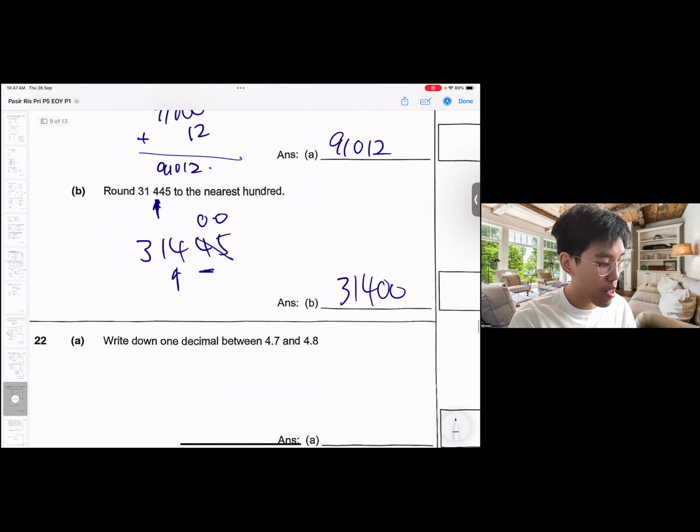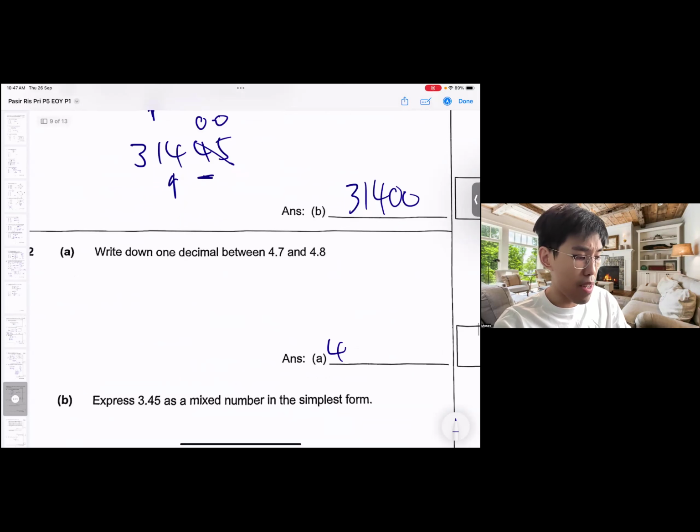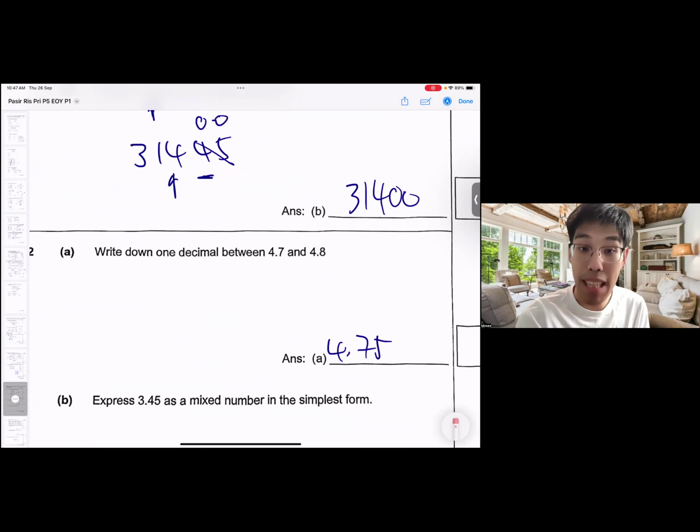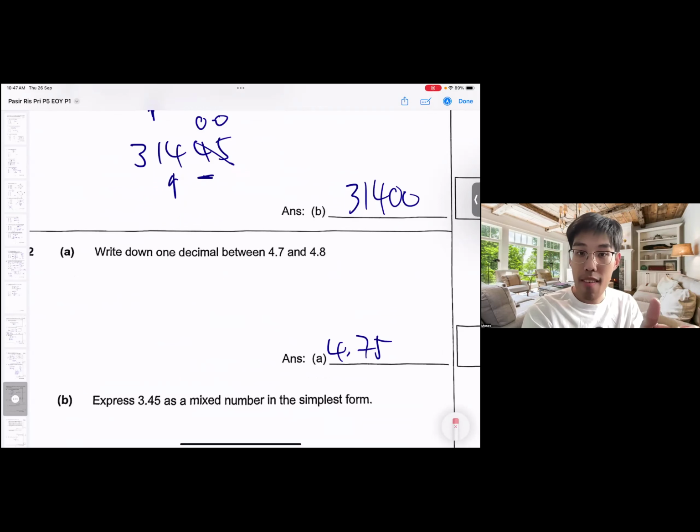Can write down one decimal between 4.7 and 4.8, 4.75. This one is just to make sure that you all know that there can be more than one decimal place. No need to say 4.7, 4.8 has nothing in the middle. Doesn't matter. Just put one more number in the back, because you are introducing a new place value, which is now here, 10. Then you introduce 100. That's the idea.